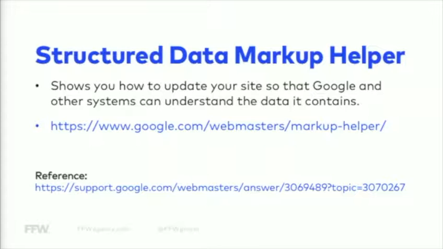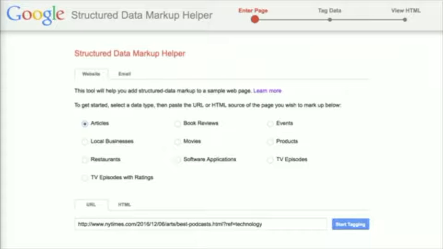Another tool you can use is called the Structured Data Markup Helper. Also a Google tool. All of these tools are free. This shows you how to update your site so Google and other systems can understand the data that it already contains. Let's take a quick look at what this one looks like. So here's a screenshot of the tool. You can see that you start by choosing a type of data. This shows articles, businesses, movies, products, software applications, etc.